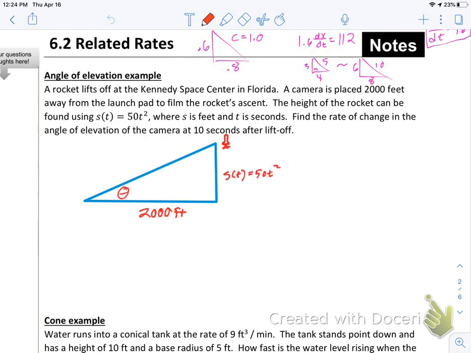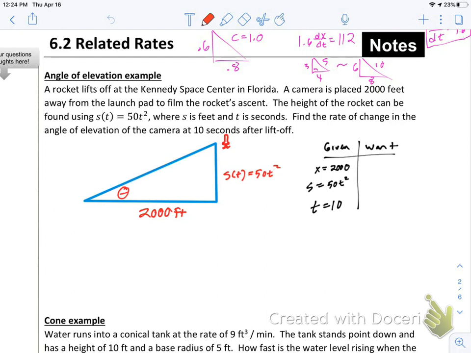Between those two, here's what I see when I read through this. They say that a camera is placed 2,000 feet away from a launch pad. Now, that could be confusing, but think simply: that's giving you a distance between two locations, the camera being on the left and the launch pad being on the right, and you'd measure along the ground. So think simply with those types of descriptions. If I call things horizontal on the ground x, then x equals 2,000. They said the height of the rocket is a function. They called it s, and 50t squared is that function. So I labeled it in the picture and put it in my list.